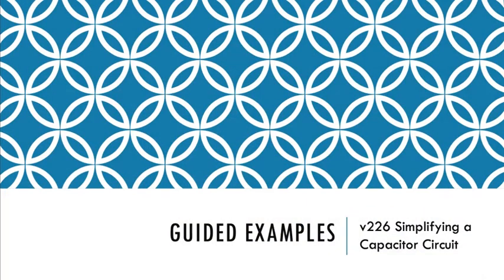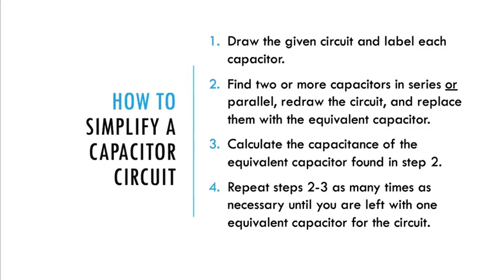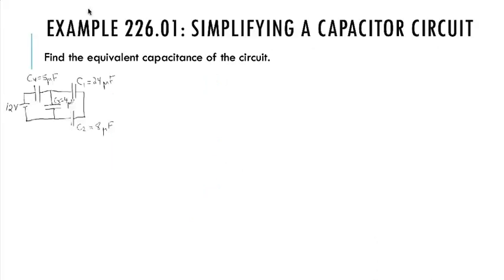This is the guided examples video for 226, simplifying capacitor circuits. Let's take a look at the steps to solving these types of problems. The first step is to draw the given circuit and label each capacitor. Let's go ahead and look at the example so that we can follow all of these steps while we work on the example.